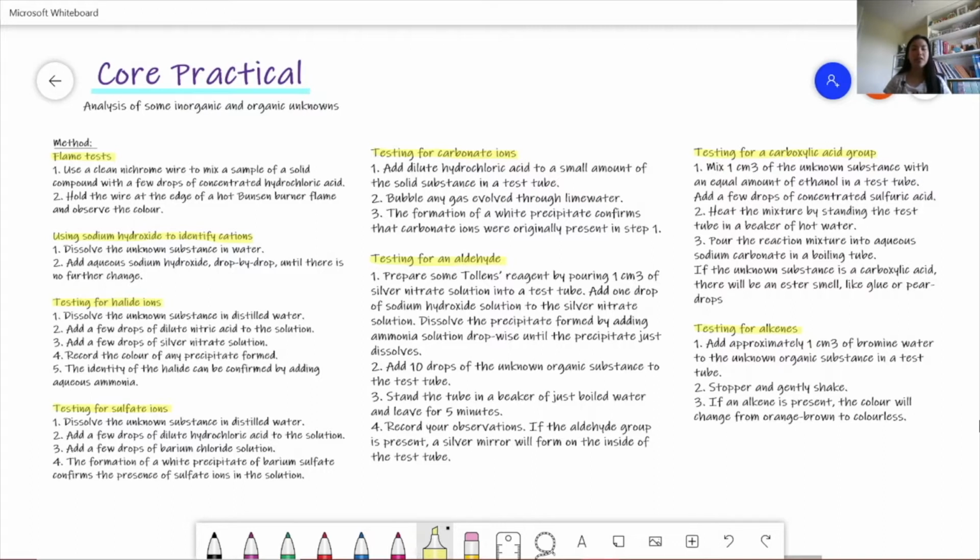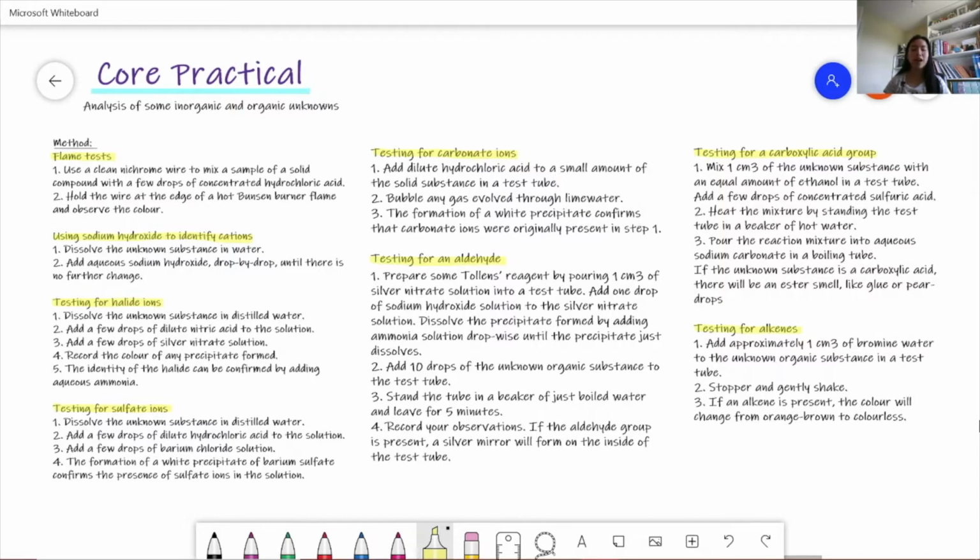Then going on to testing for carboxylic acid, we can mix some unknown substance with an equal amount of ethanol and then add a few drops of concentrated sulfuric acid. We then heat the mixture by standing the test tube in a beaker of hot water and then pour the reaction mixture into aqueous sodium carbonate in a boiling tube. And if the unknown substance is a carboxylic acid, then there'll be an ester smell like glue or pear drops.